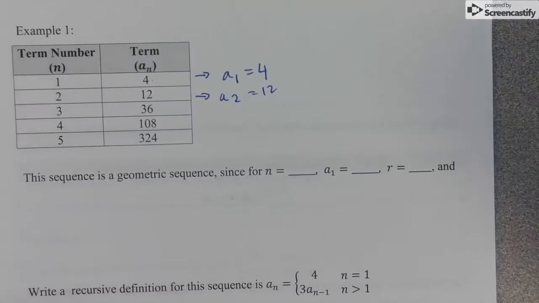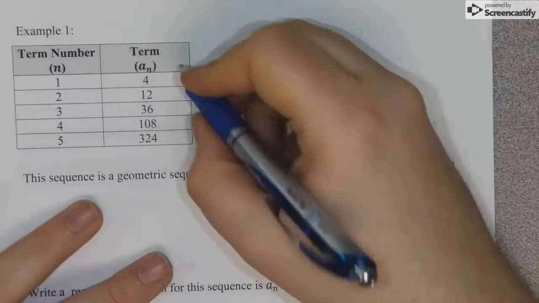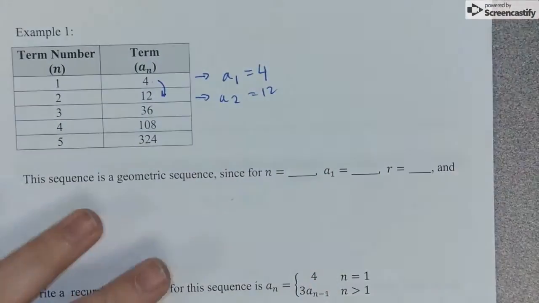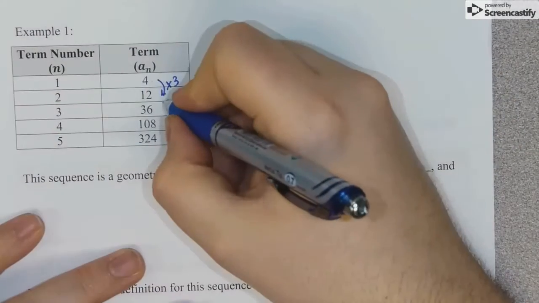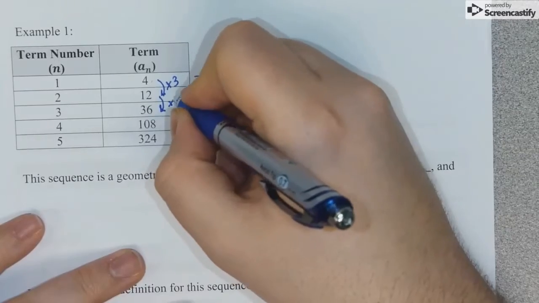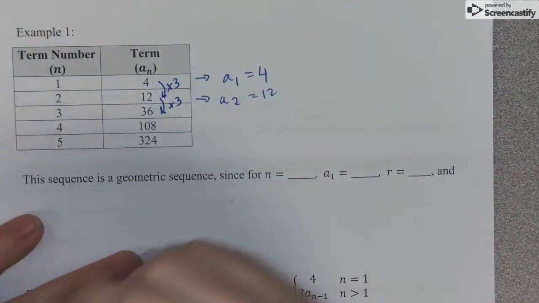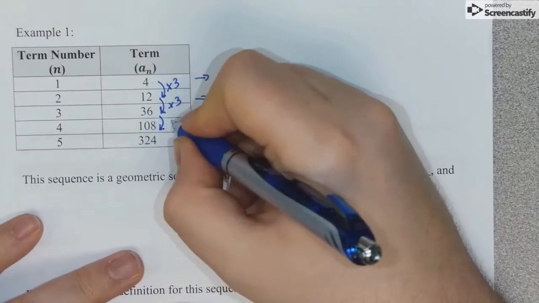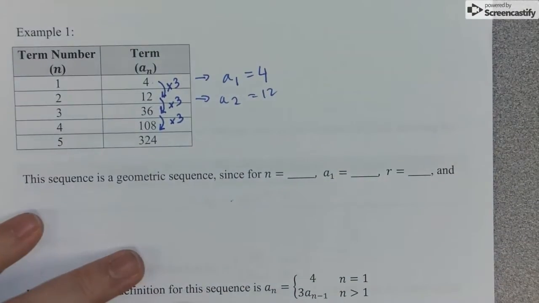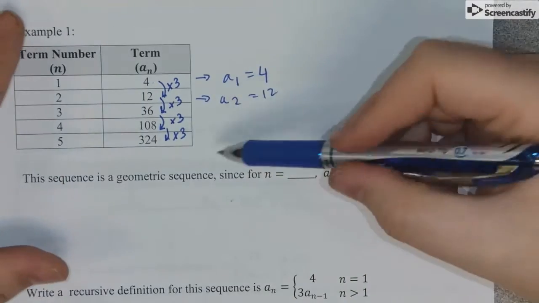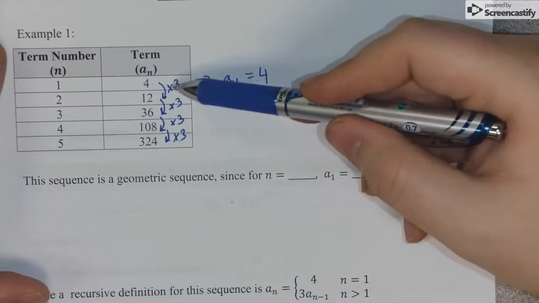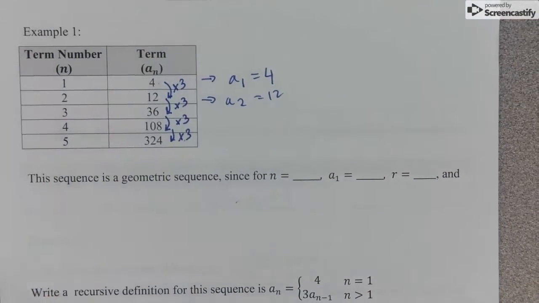This sequence is a geometric sequence, and the reason being is if I want to go from 4 to 12, I multiply by 3. If I want to go from 12 to 36, again, I multiply by 3. From 36 to 108, multiply by 3. From 108 to 324, multiply by 3. So this is what's meant by a constant ratio. It's the same between each term.